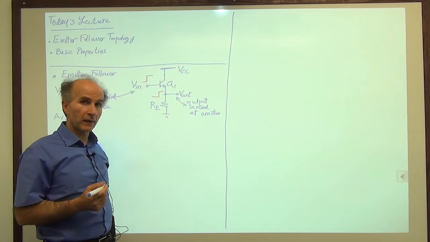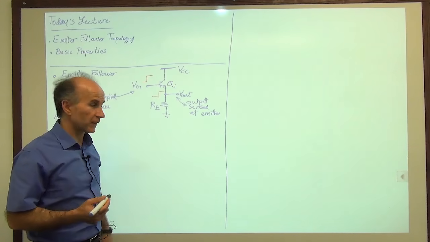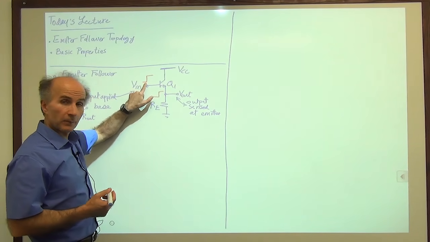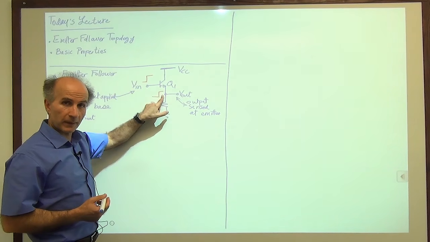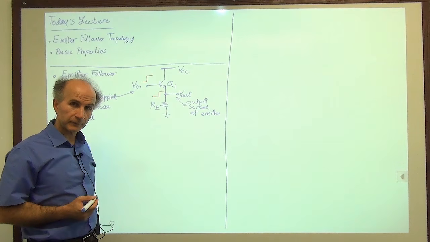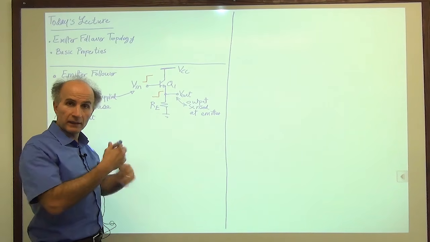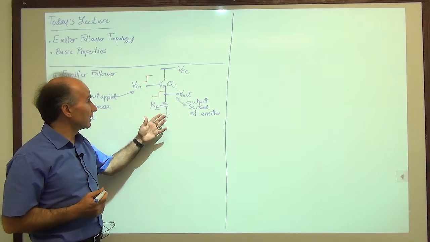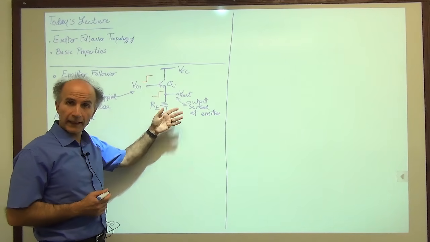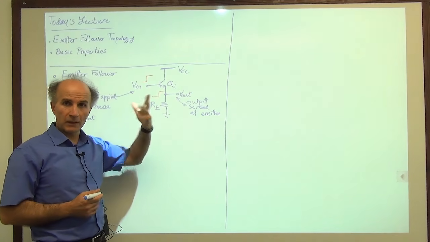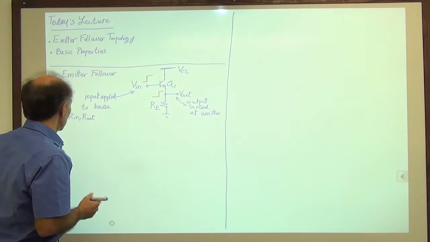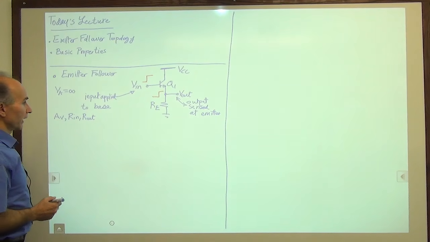So that's also good to remember. But we also see why we call this a follower. We see that the output follows the input. The input goes up, the output goes up, and vice versa. All right, so now we can dig into the equations and see exactly what kind of gain we have, and input-output impedance, etc. All right, so let's try to find the voltage gain.